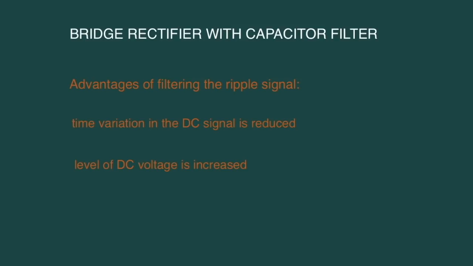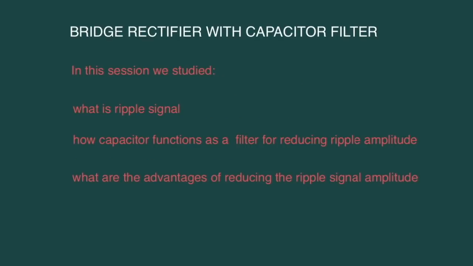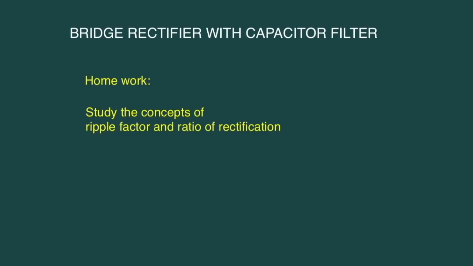We have seen how capacitor connected across the load resistance of a bridge rectifier helps in filtering the ripple signal. The advantages of filtering the ripple signal are: 1. Time variation in the DC signal is reduced. 2. Level of DC voltage is increased. In this session, we studied what is ripple signal, how capacitor functions as a filter for reducing ripple amplitude, and what are the advantages of reducing the ripple signal amplitude. Homework for you is study the concepts of ripple factor and ratio of rectification.